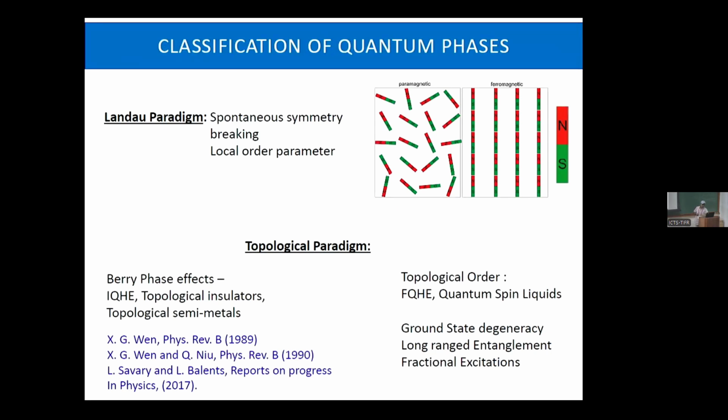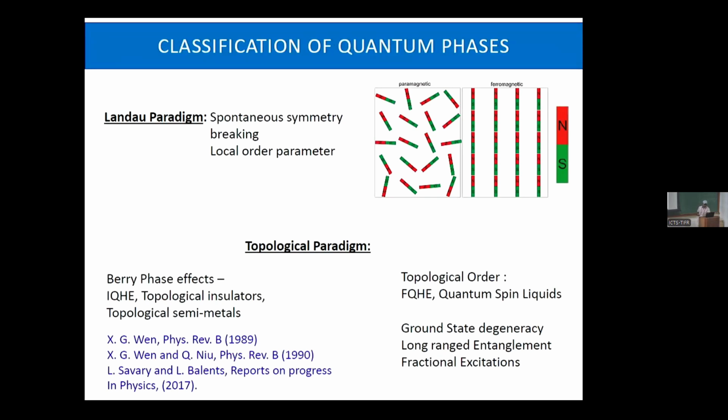For example, if you have a paramagnet which is cooled down and goes into the ferromagnetic state, the spins lose the rotational symmetry that they have in the paramagnetic state, so they have broken a symmetry. These phases can be characterized by a local order parameter and understood within mean field like models. But in the last several decades, we have a new paradigm, the topological paradigm.